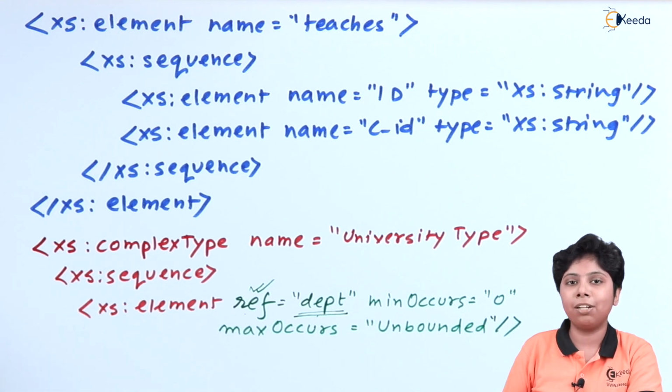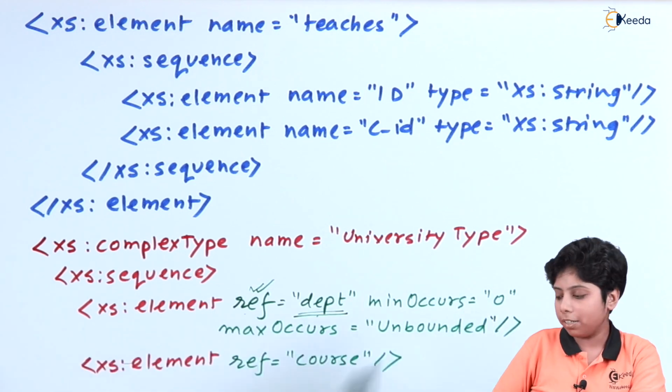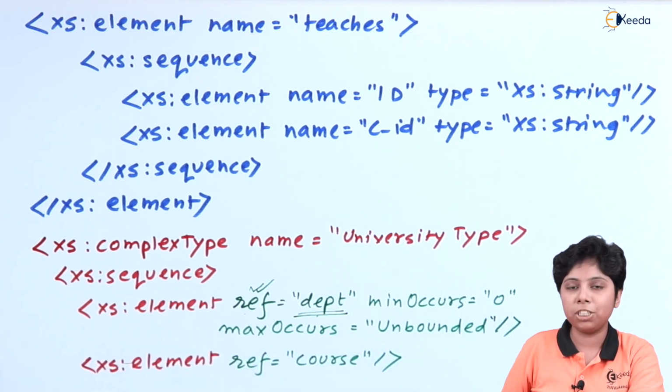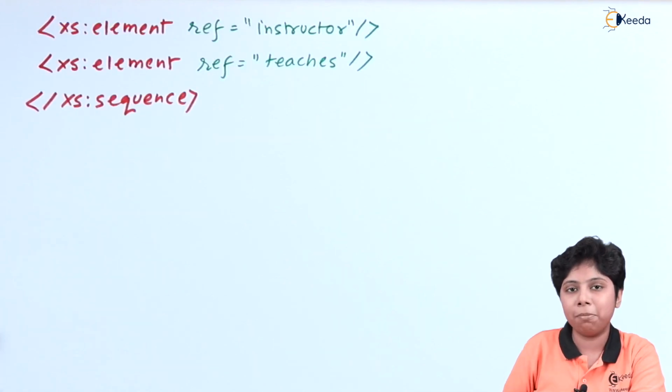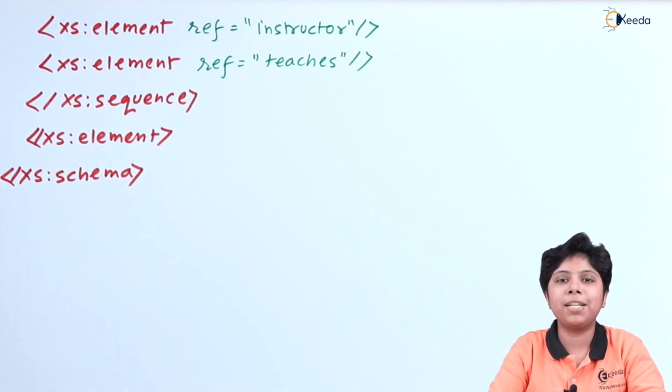Now we will use the other references too. The default value for min occurs and max occurs is 1. If we want to change that value, we can use it just like this. If min occurs and max occurs have not been mentioned, it will take the default value. Now I have mentioned all the elements that have been referenced, one with min occurs and max occurs attributes, the other with the default values. Now I have completed my schema.